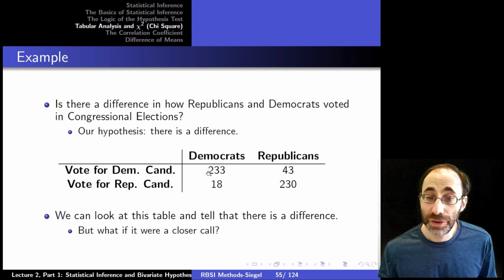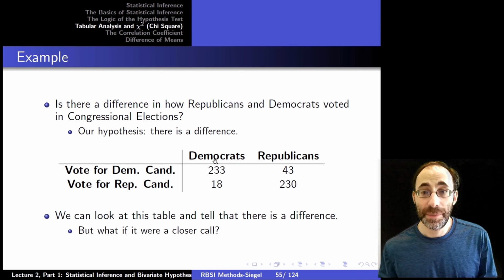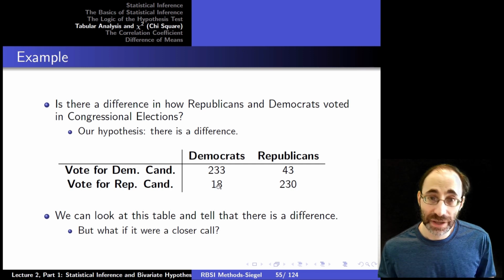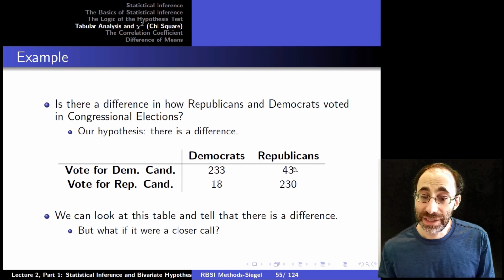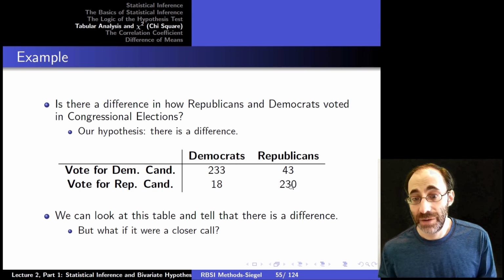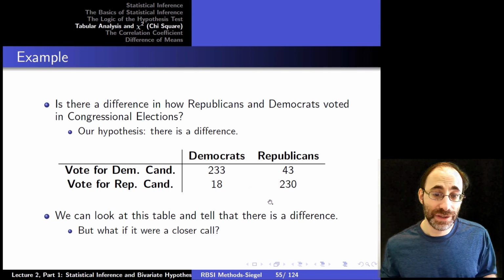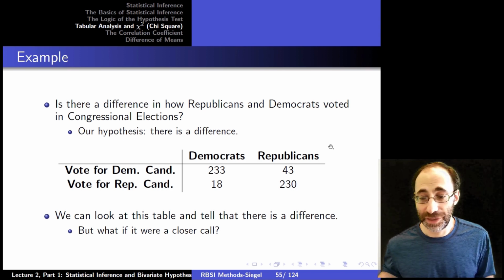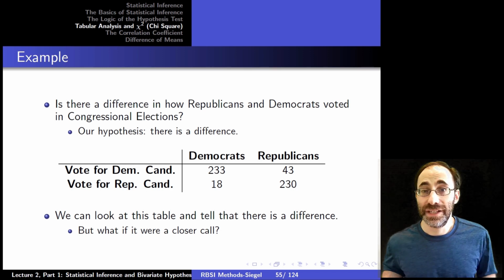So we see here in the sample we have, there are 233 cases of which a Democrat voted for a Democratic candidate, and 18 cases only in which a Democrat voted for a Republican candidate. Over here we have 43 cases in which a Republican voted for a Democratic candidate, and 230 cases in which a Republican voted for a Republican candidate. No matter how many different categories you have in the dependent or the independent variable, you just make a table out of it. It could be 2 by 2, it could be 3 by 3, it could be 400 by 10. It doesn't matter, whatever number of categories you have in your data, that's how big your table has to be.